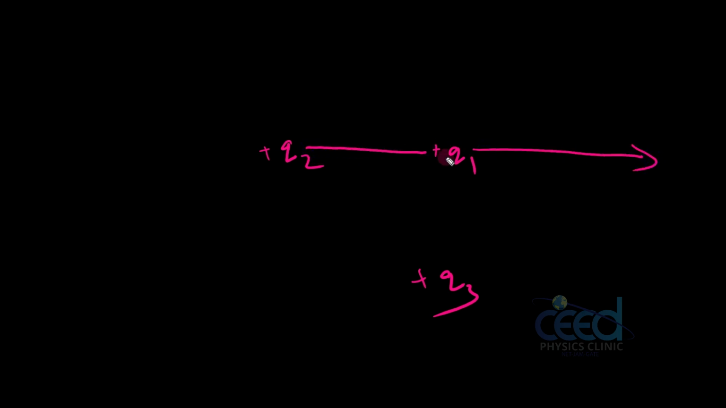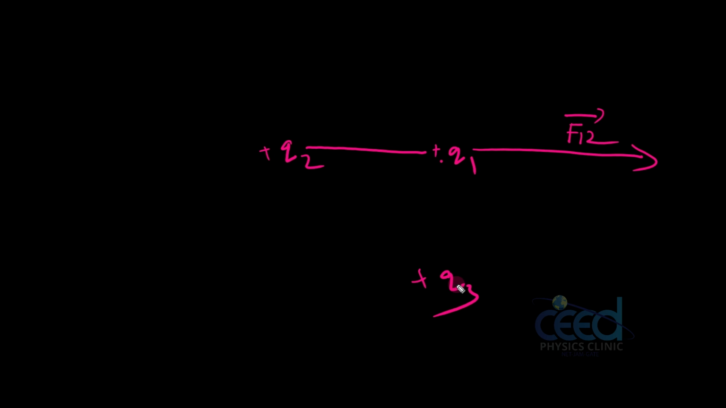Suppose you have a charge q1 here, and we have another charge q2, and q3. So here are three charges, and suppose I am considering all charges are positive. Now, what do you know about the force between 2 and 1? This 2 repels this 1. Force on 1 due to 2, that is F12, which we have already represented, in this direction.